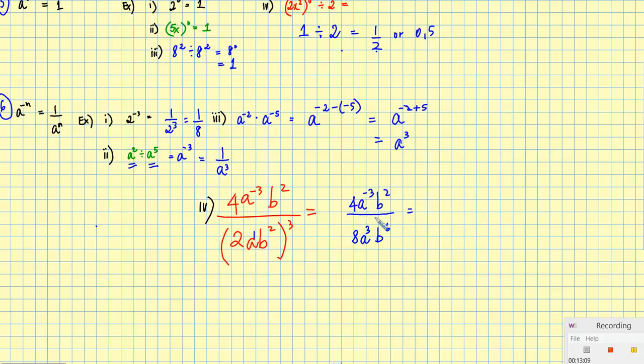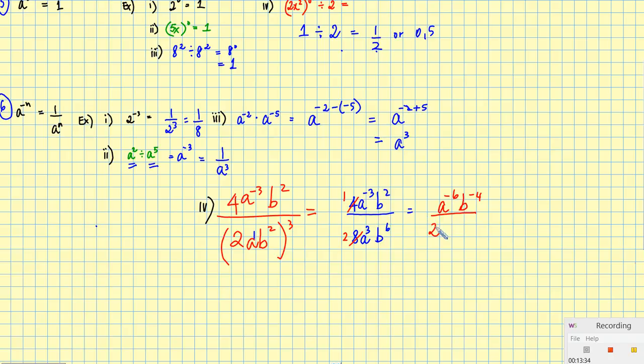So now I can simplify this. 4 goes into 4 once, and 4 goes into 8 twice. Now I have a to the negative 3 minus 3, which gives me a to the negative 6, and I have the 2 underneath, so a to the negative 6 will be up at the top, and then b squared divided by b to the 6th gives me b to the negative 4.